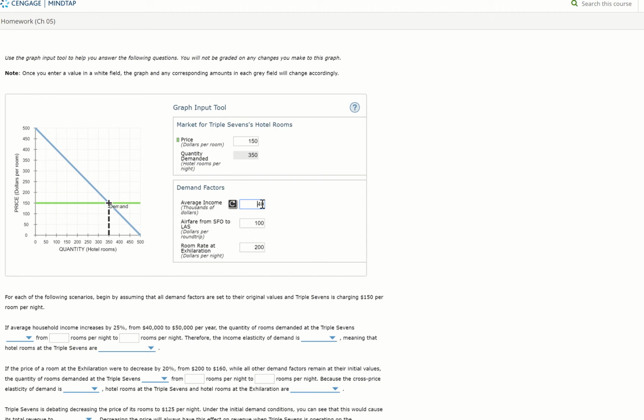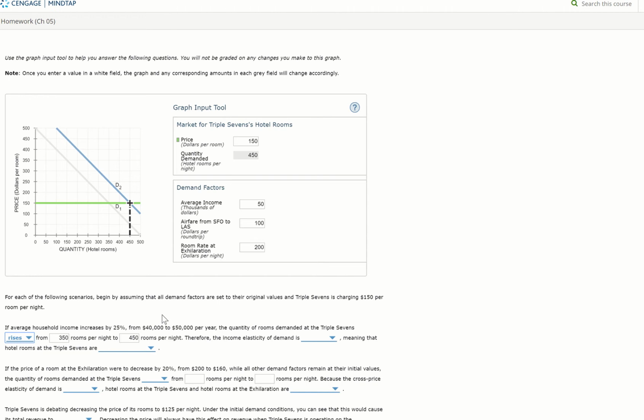Now let's do 50,000. 350 was our original quantity demanded, and then we increase income to 50,000. And now it changes to 450. Okay, so 450 is now our new quantity demanded. So it looks like it's increasing. Will rise. Now, if your income goes up and you buy more of it, that means normal good.